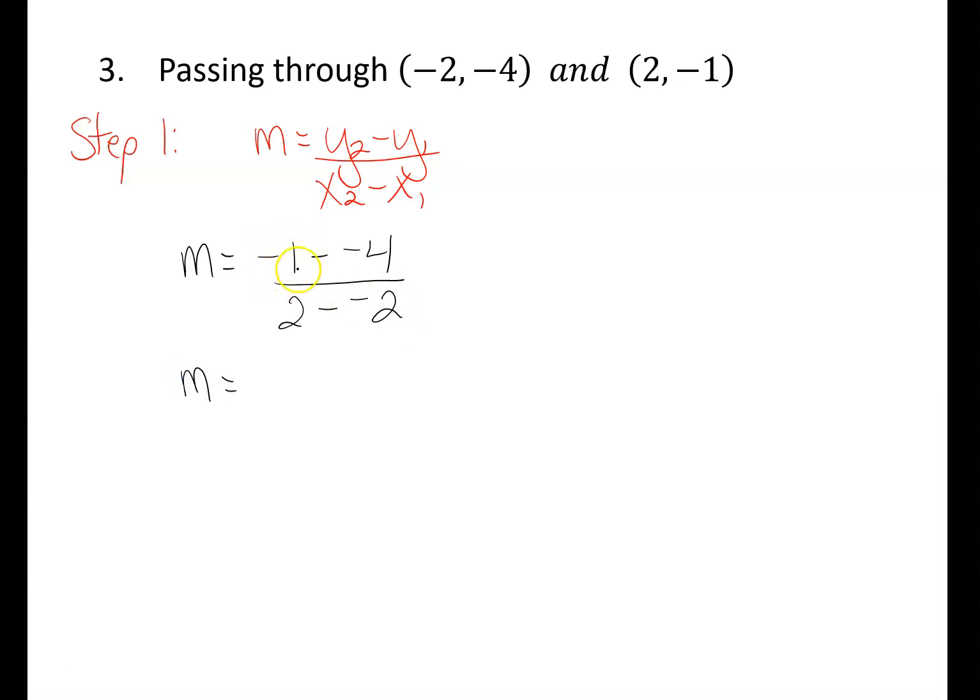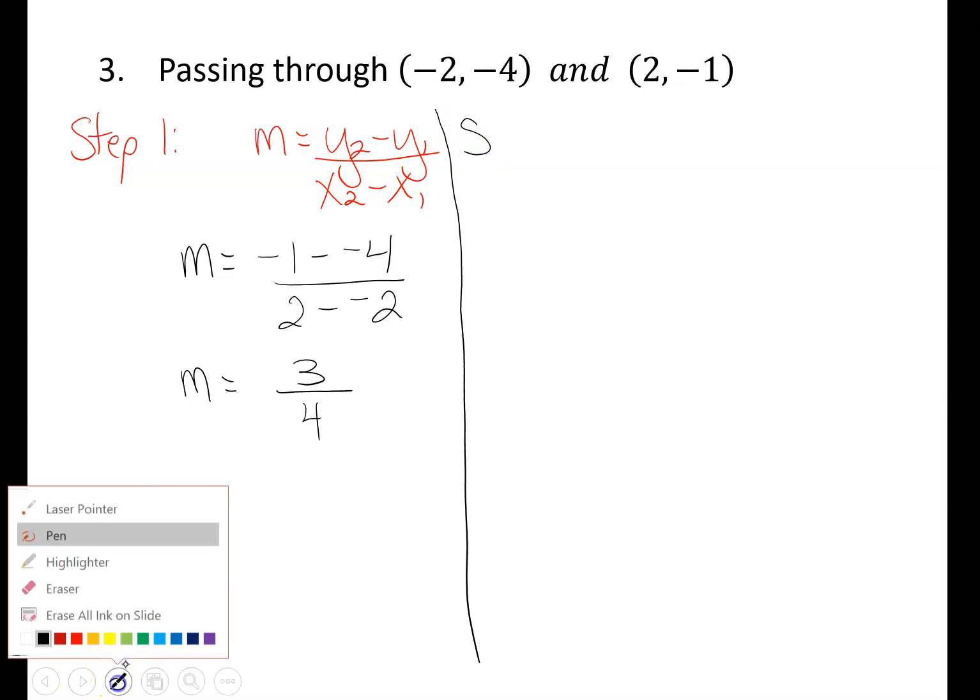On top, -1 plus 4 becomes a 3. And on bottom, 2 minus negative is the same as plus, so 2 plus 2 is 4. So the slope is 3/4. Now I have the slope and I have a point. It actually does not matter which of those points you use. Neither one of them is the y-intercept.